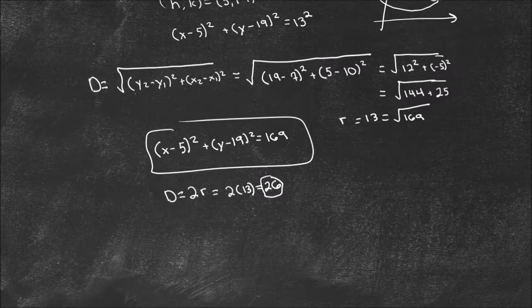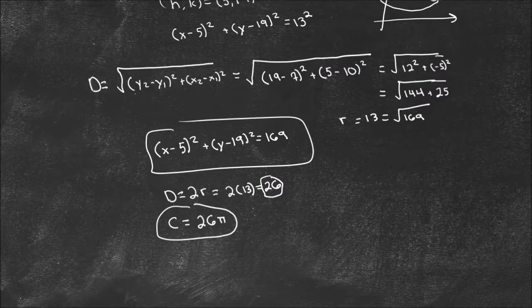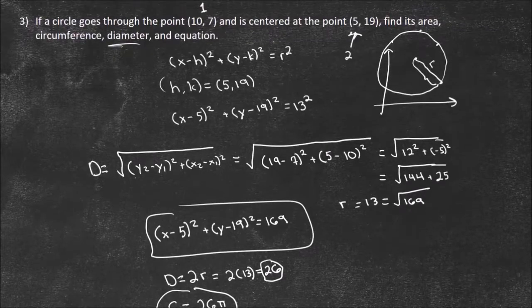And now the next question was circumference. That's an easy one to go to from here. We know that it's pi times d, or 2 pi r. Well, if I just figured out that that diameter was 26, I know that the circumference must be 26 pi, because the formula is just, like I said, pi times d.